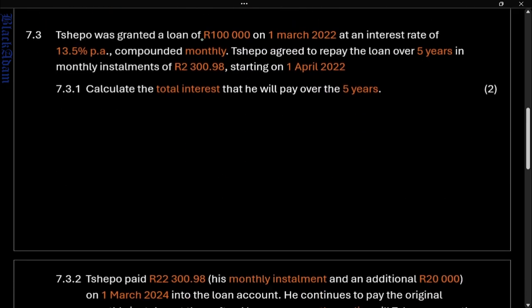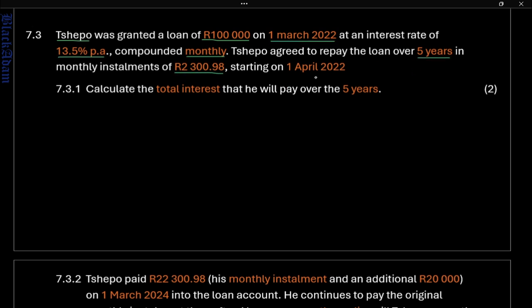Moving on to 7.3.1: Tshepo was granted a loan of 100,000 for 5 years at an interest rate of 13.5%. What will the total interest be in 5 years? The term is 5 years. Is it compounded monthly? So 5 times 12 gives you 60 months.